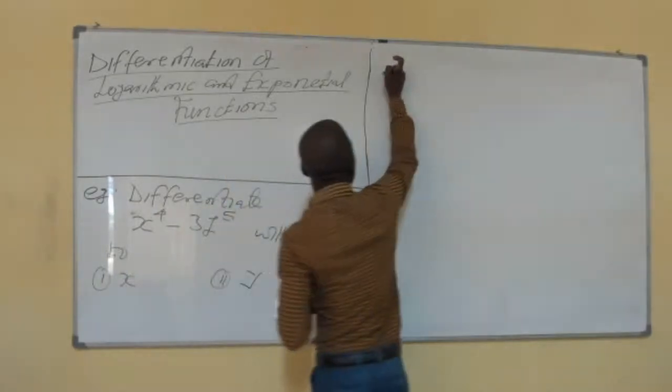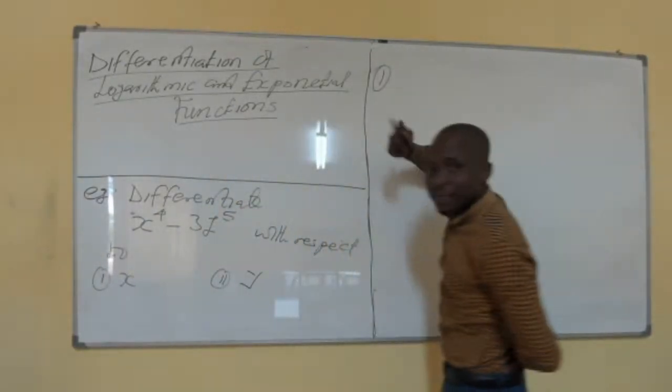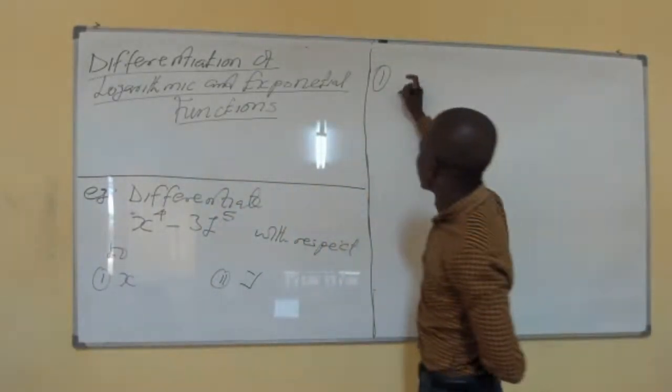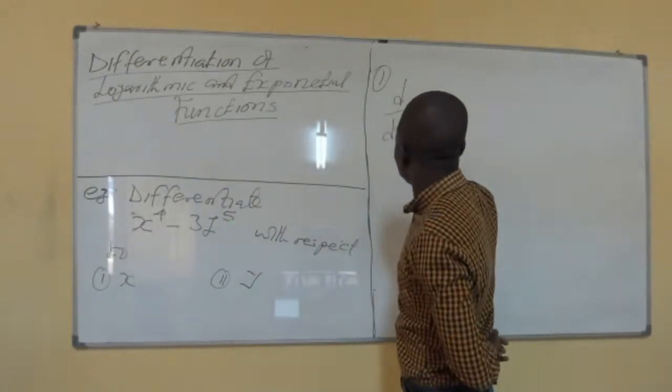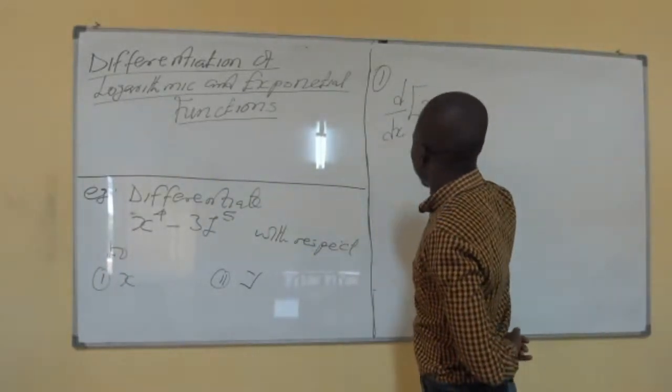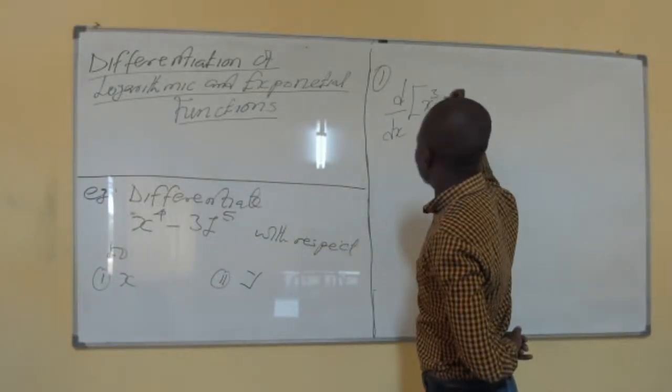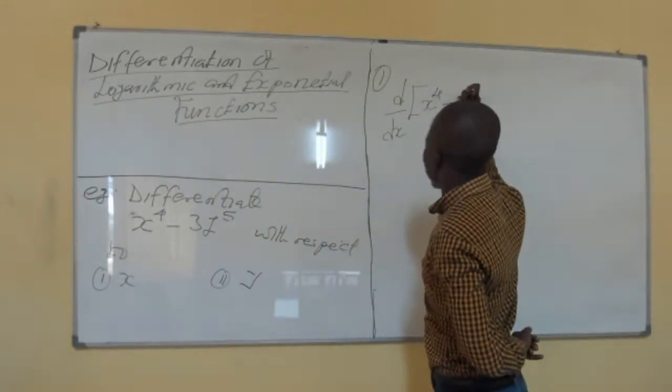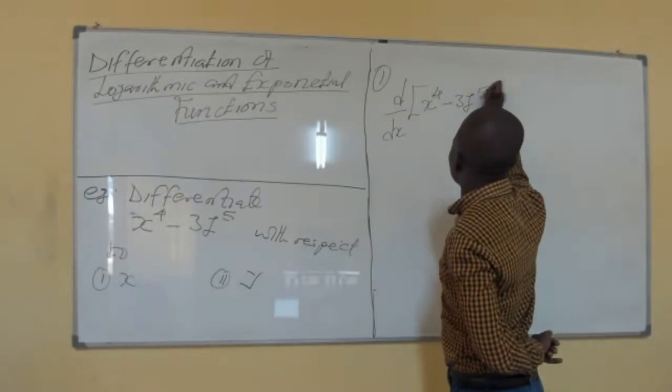Now, we start with 1. We are differentiating with respect to x, so we are going to have the derivative with respect to x. Our function is x to the power 4 minus 3y power 5.